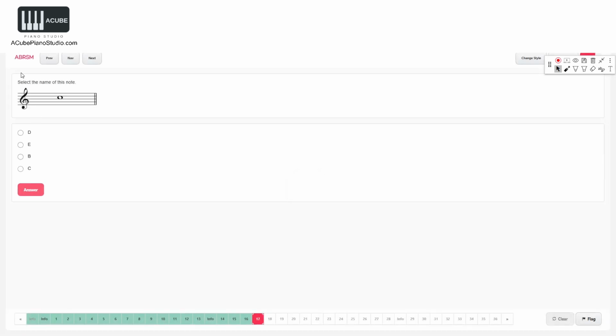Okay, next, select the name of this note. So this is C, right? Or you can remember in the spaces for treble clef, the spaces are F, A, C, E. So this is C.